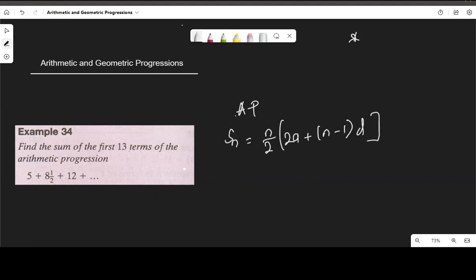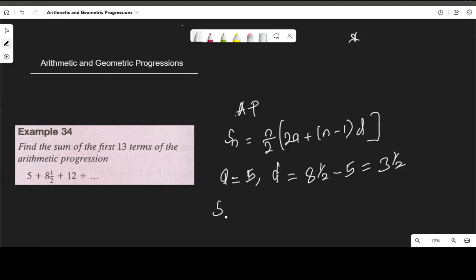So in this case, we have to find the sum of 13 terms. The first term of this sequence, which is denoted A, is 5, and D is the common difference. The common difference is the difference between this term and this term, or the difference between this term and this term. That will be 8.5 minus 5, which is 3.5.